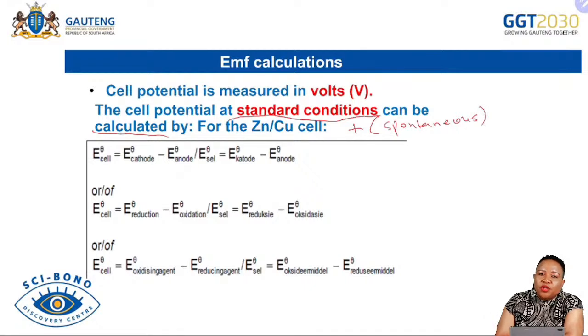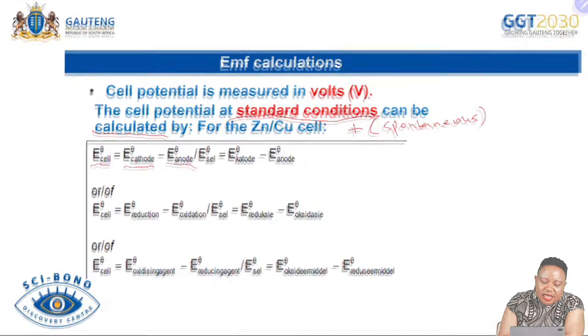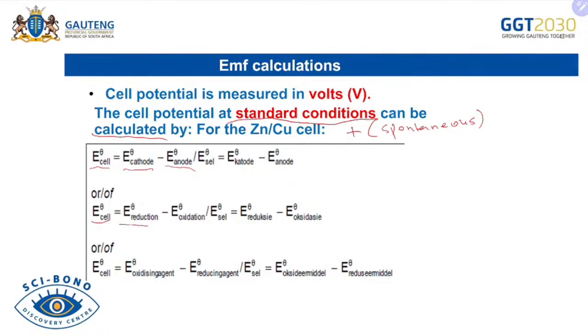So which formula are we using to calculate our EMF? We can use E theta cell equals E cathode minus E anode, or E theta cell equals E reduction reaction minus E oxidation, or E theta cell equals E theta oxidizing agent minus E theta reducing agent. So you can see that at the cathode, that's where you are going to find your reduction reaction and the oxidizing agent. At the anode, that's where the oxidation reaction will occur, and you're going to find your reducing agent. You can even use this table to remember these reactions and these agents, and where you will find them at the anode and at the cathode.